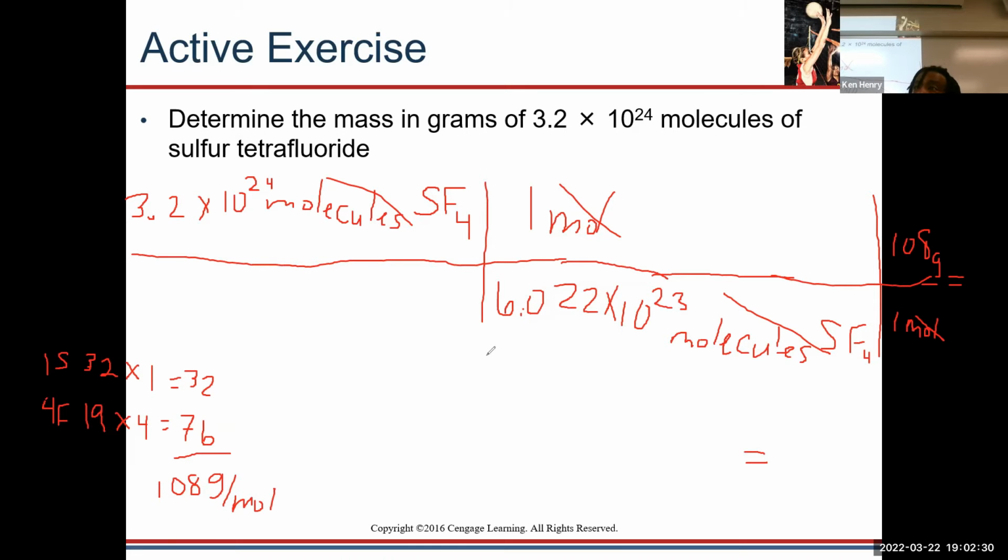So I should have 2 sig figs. So it's 5.7 times 10 to the second power, and that's grams of SF4.